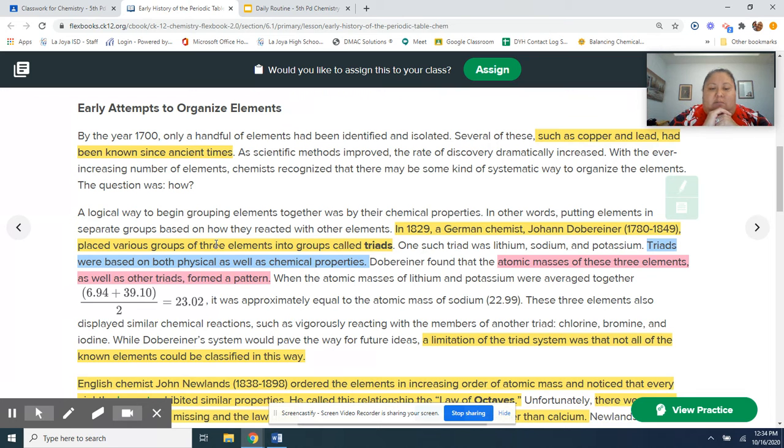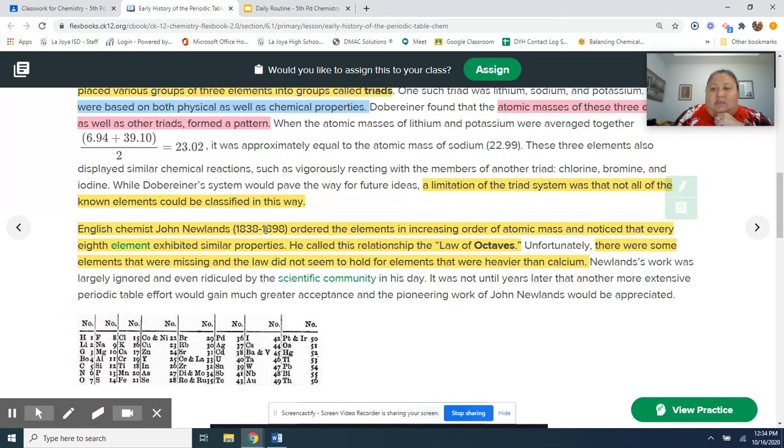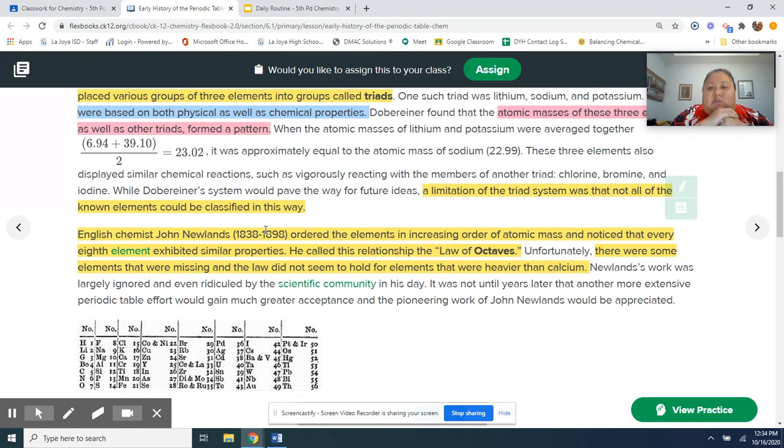While Dobereiner's system would pave the way for future ideas, there was a limitation. There was a reason why it's not used today: the triad system was limited in that not all of the elements could be classified and grouped in threes. So yes, it was a good idea to group them together by chemical and physical properties, and it might have worked for some elements. It did not work for all elements. That's why it was not accepted, and that's why it's not used now.